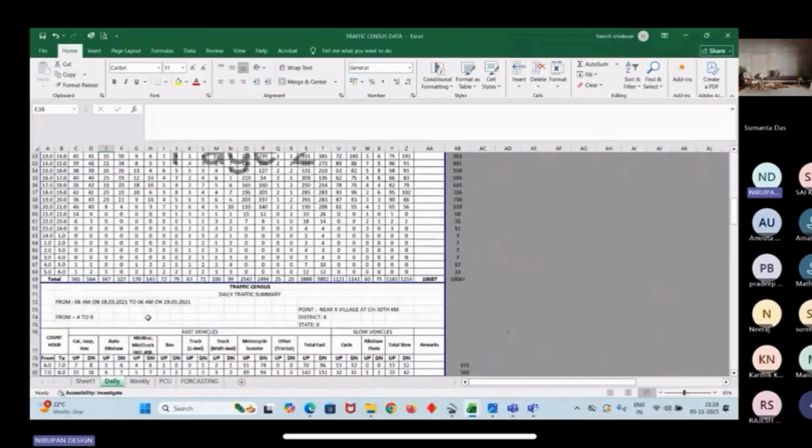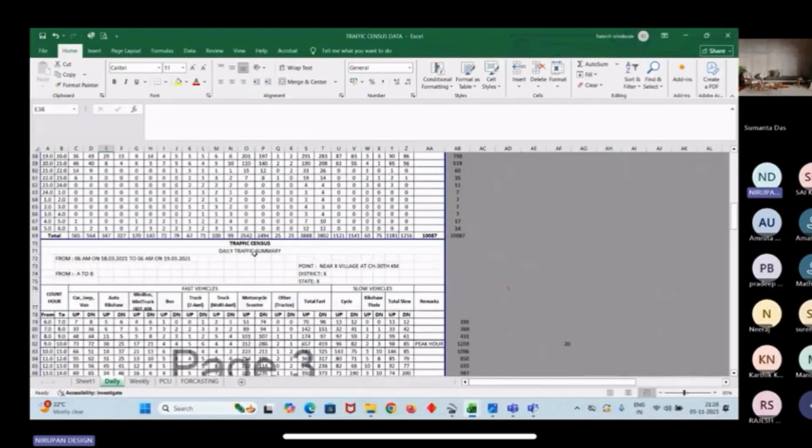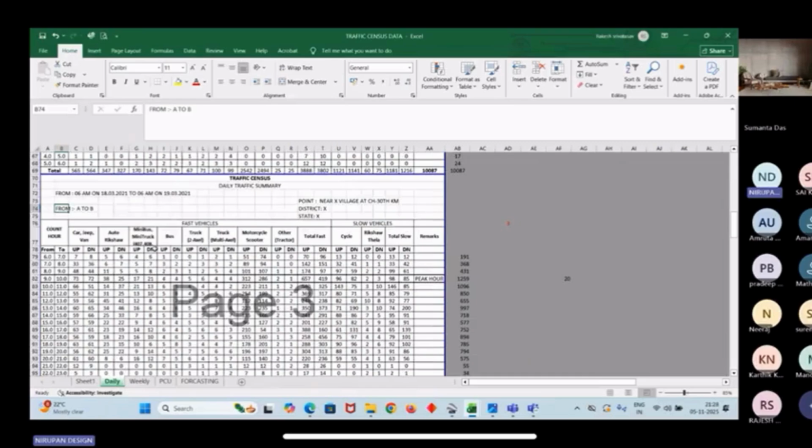You can see how we will represent the traffic summary. 6 a.m. 18 March 2021 to 19th March. You can see the point, district, state; you have to mention the A to B locations here. So this is the daily traffic. You can see the 7 days of traffic you have collected.